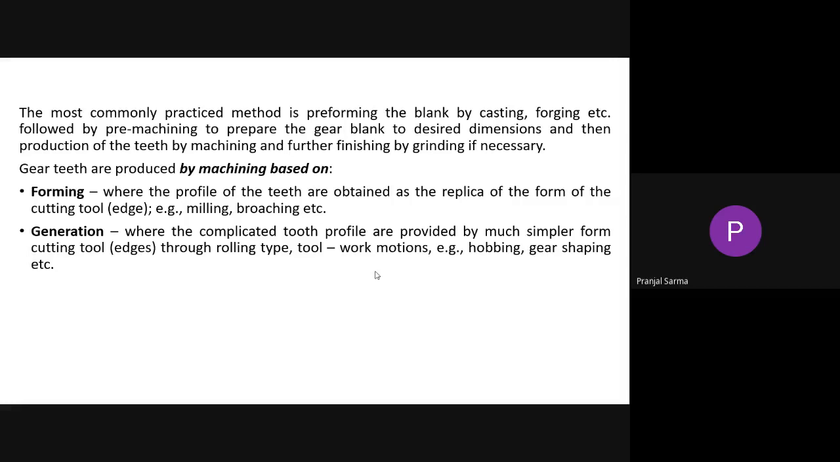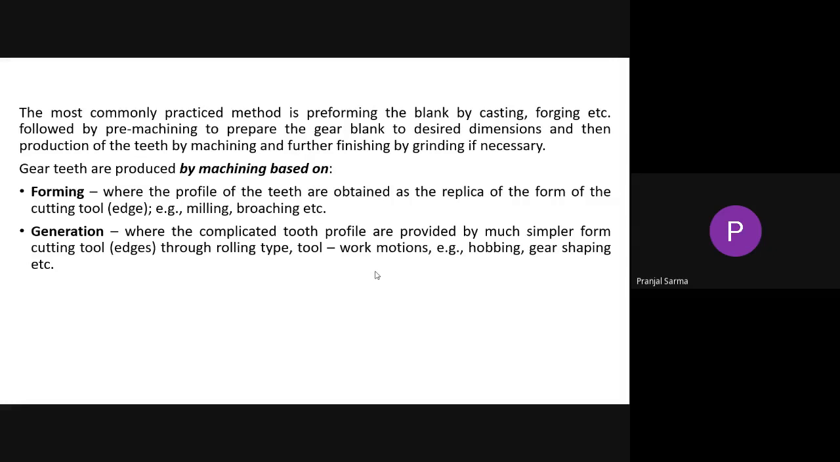So the most commonly used practice is that initially we preform the gear blank. The gear blank is nothing but the workpiece, the circular thing, on which we are going to cut or generate the required teeth profile. Initially the gear blank is preformed mostly by casting or forging.